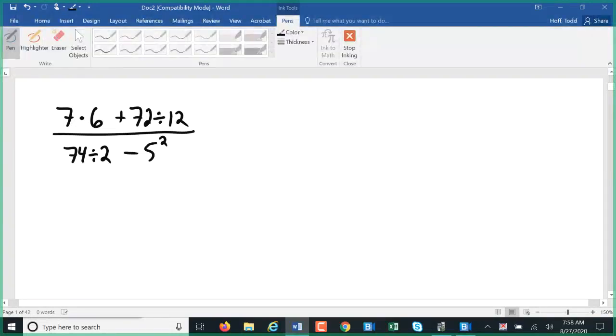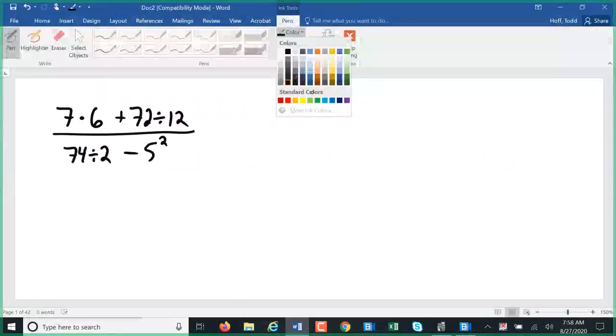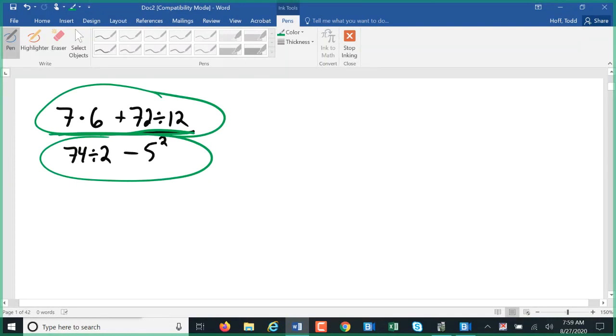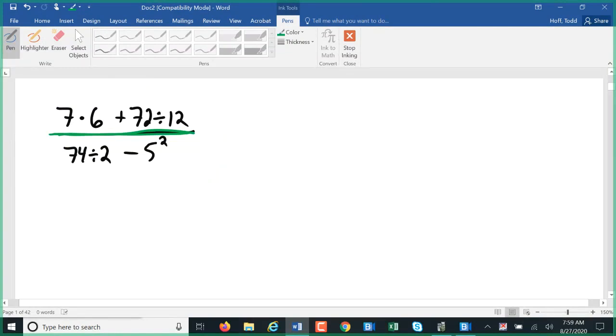So in order to do this problem here, we first have to understand, what does this line across here mean? Most people say divide, and it does mean divide. It's one of the things it means. It's called a fraction bar, and it does mean divide, but it's also an enclosing symbol. It separates part of the problem from the rest of it. So what it means is we have to do everything on top, we have to do everything on bottom, and then we combine those with dividing them.